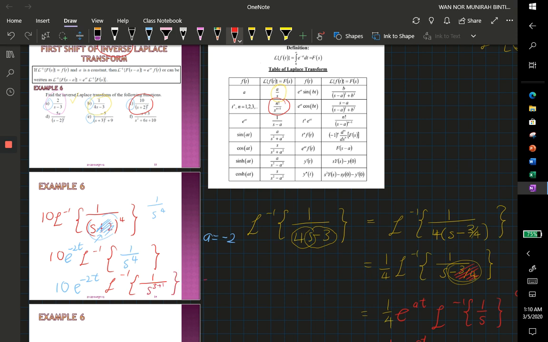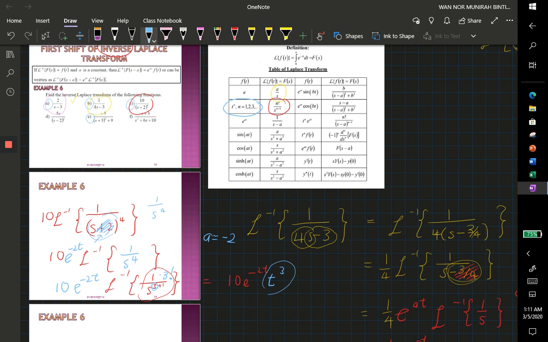Okay, so I write the solution: e^(-2t), and 1 over s to the power of 4. I must expect that my solution is t to the n. What is n just now? n is 3. So t cubed. That is our solution. But in order to get t cubed as the solution, we must have 3 factorial here. But this 3 factorial does not exist.